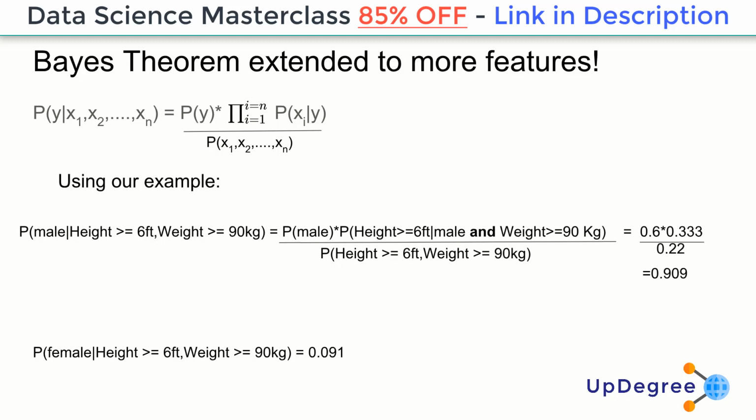And putting these values in the formula, we get a probability of 0.909 that the person is a male, or a 90.9% chance, if we talk in terms of percentage, that the unknown person is a male. If we do the same thing for the female class, we'll get the answer to be 0.091, right? Because in the female class, someone being 6 feet as well as 90 kgs is an even lower probability, because we know there are only 2 who are over 90 kilos as well as 6 feet tall. So this is where this huge difference is being created.